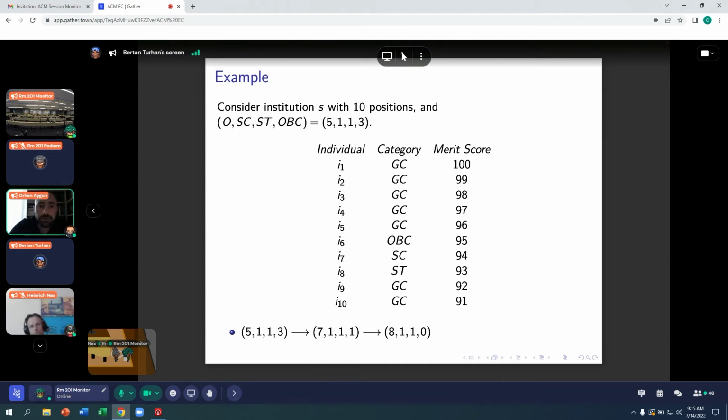So there will be no student left for the OBC seat, and that seat will stay empty at the end of the first iteration. In the second iteration, that remaining one OBC seat is added to open category, so we have eight positions for open category students. So in the last iteration, we have 8, 1, 1, and 0 positions for those categories.